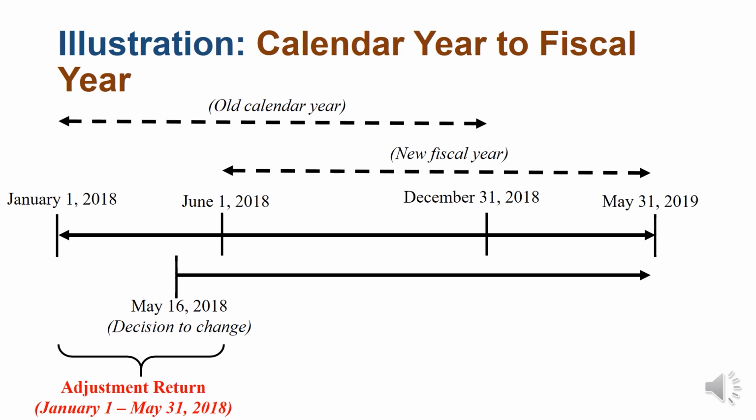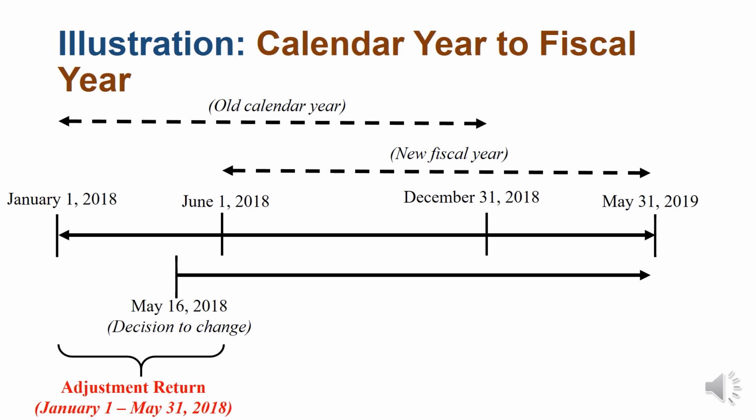Therefore, ABC Company has to file a separate adjustment return covering the incomes and expenses from January 1, 2018 to May 31, 2018. Okay? So, when the new fiscal year takes over, starting June 1, 2018, it will be a new year complete. The computation of our income will be from June 1, 2018 to May 31, 2019. That is 1 year complete, a 12-month complete period.